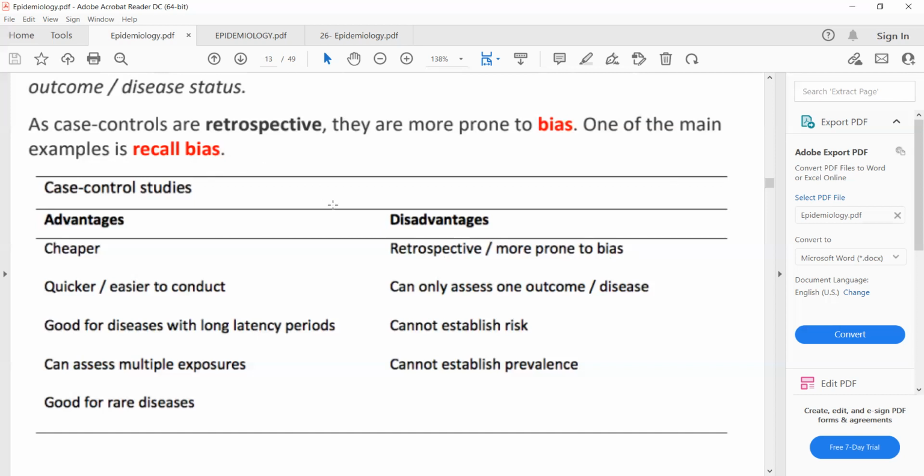Someone may not correctly recall the exposure to a certain risk factor. So this is a disadvantage.